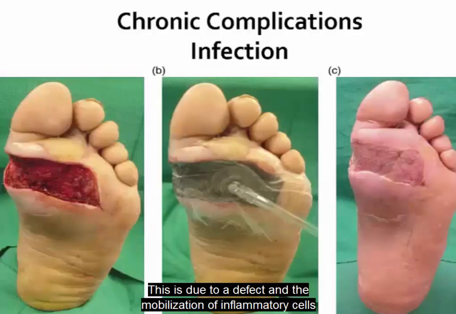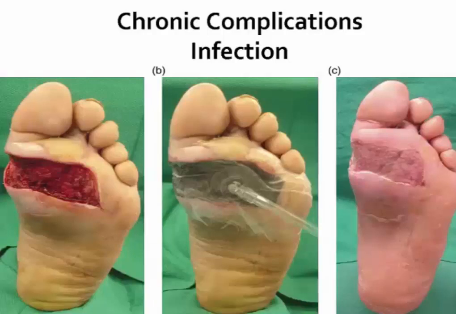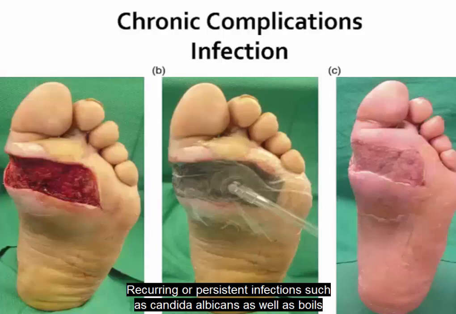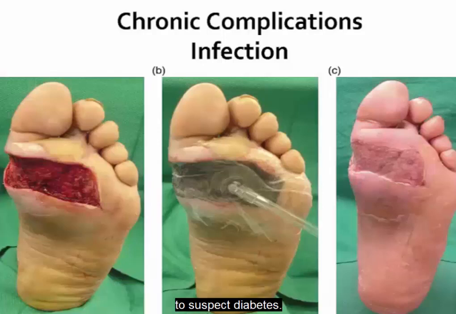This is due to a defect in the mobilization of inflammatory cells and impaired phagocytosis by neutrophils and monocytes. Recurring or persistent infections such as Candida albicans, as well as boils and furuncles in patients with undiagnosed diabetes, often lead the healthcare provider to suspect diabetes.